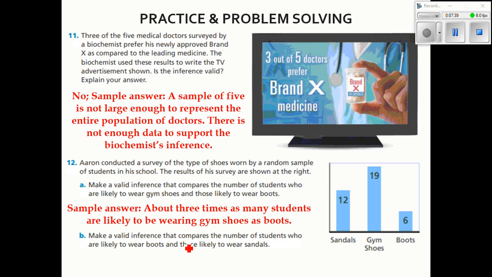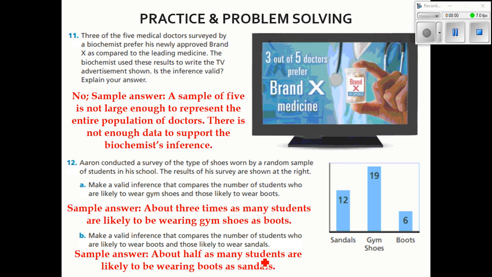Part B says make a valid inference that compares the number of students who are likely to wear boots and those likely to wear sandals. Well, there's 6 kids that wore boots and 12 that wore sandals, that means half as many kids are wearing boots as sandals. About half as many students are likely to be wearing boots as sandals.